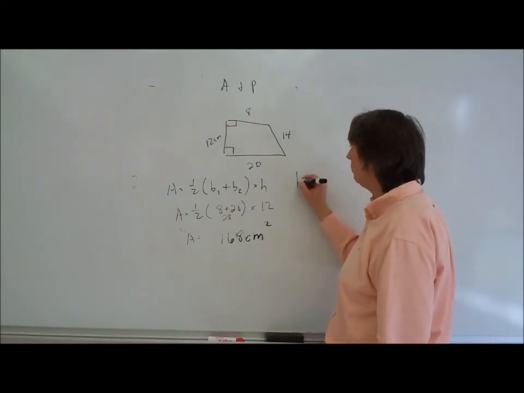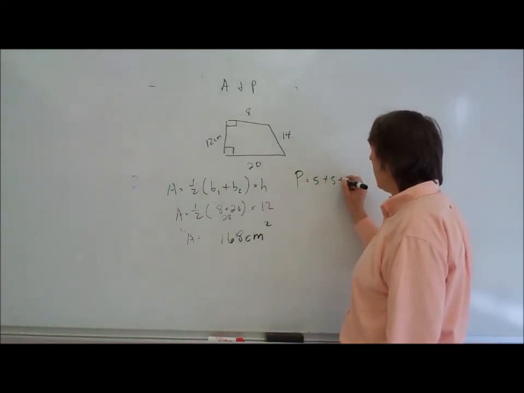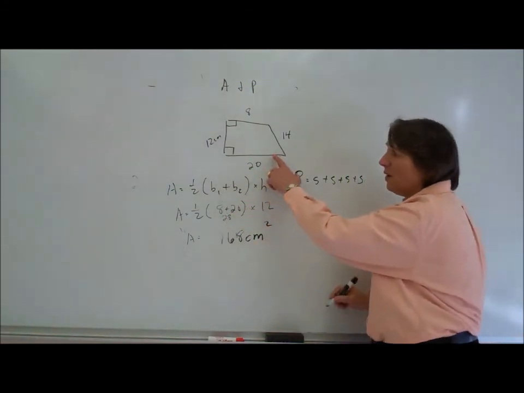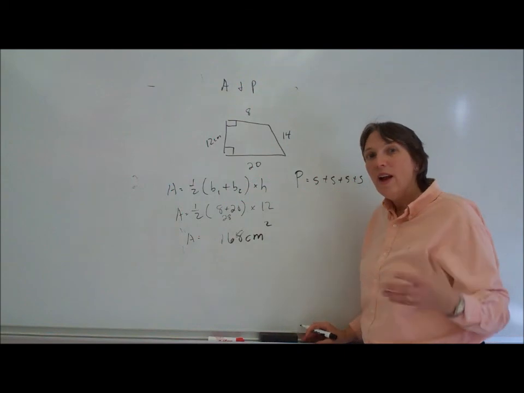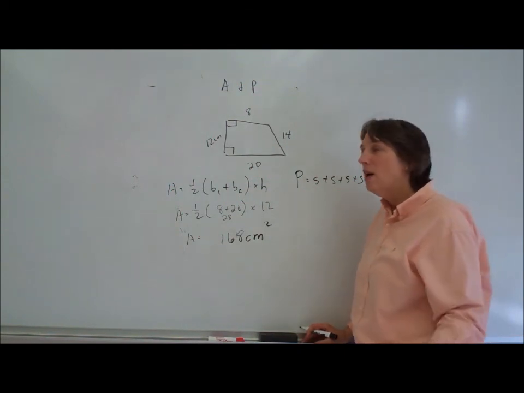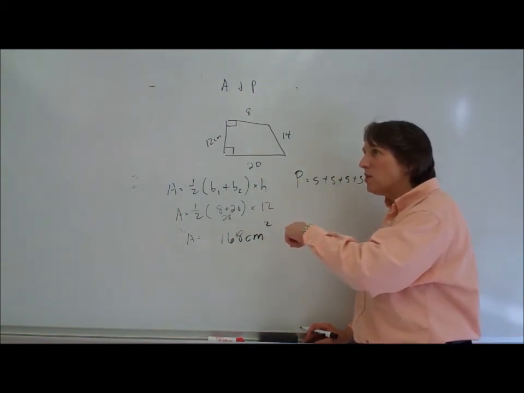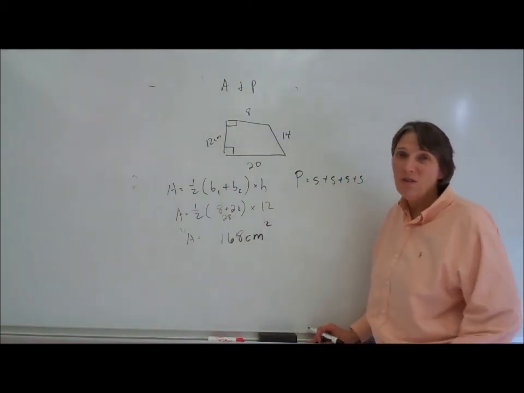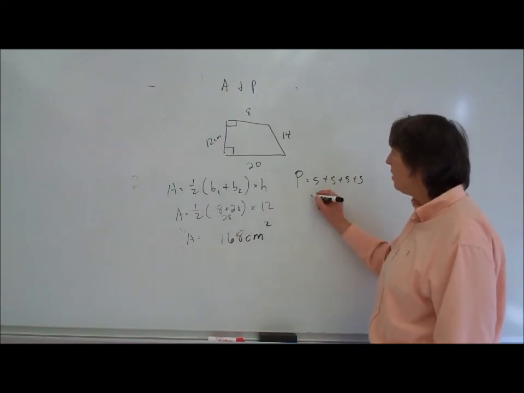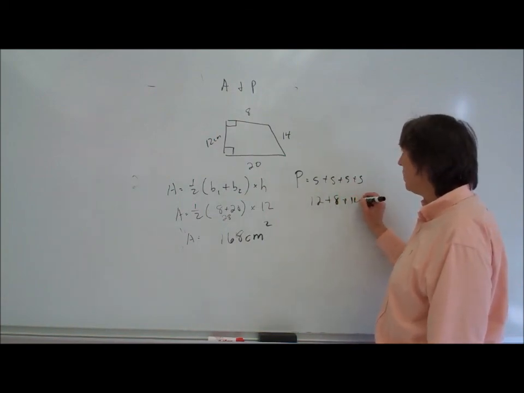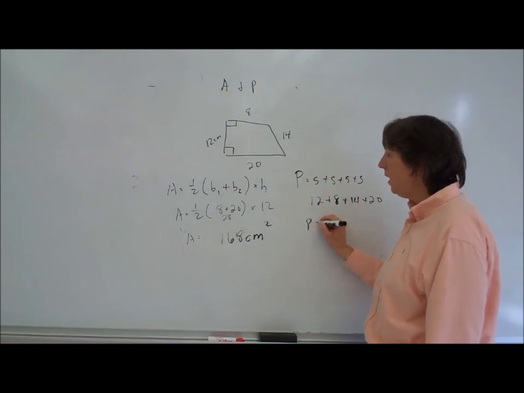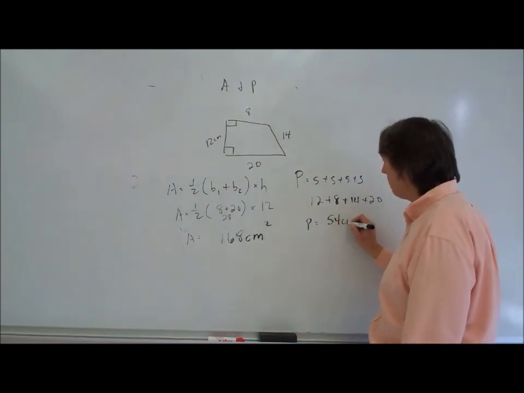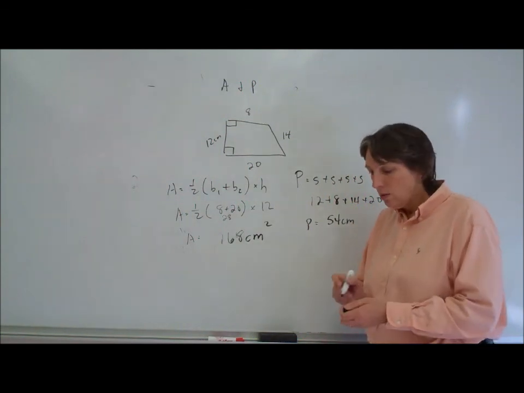Now for perimeter, I'm going to go side plus side plus side plus side. I can't do 2w plus 2l because this isn't a rectangle, and to do that, it has to have 2 sets of parallel sides. And how many sets of parallel sides does a trapezoid have? 1. That's right. That's what makes it different from a parallelogram. So I simply go 12 plus 8 plus 14 plus 20. And P equals 54 centimeters.